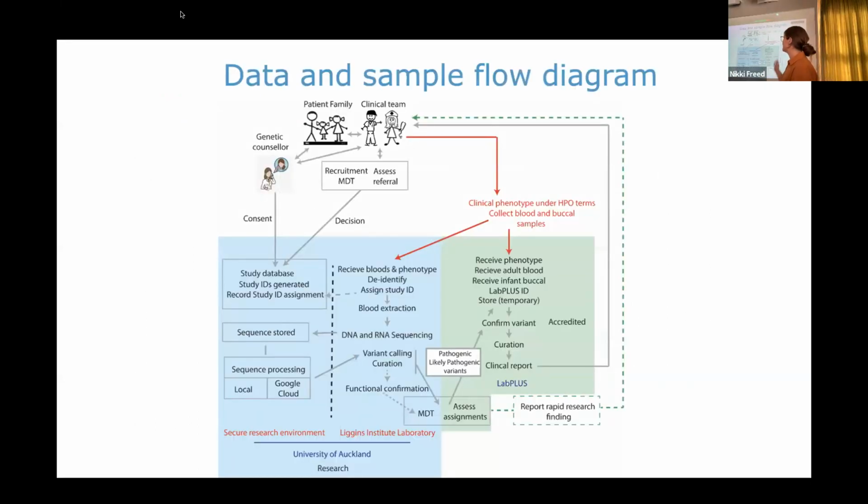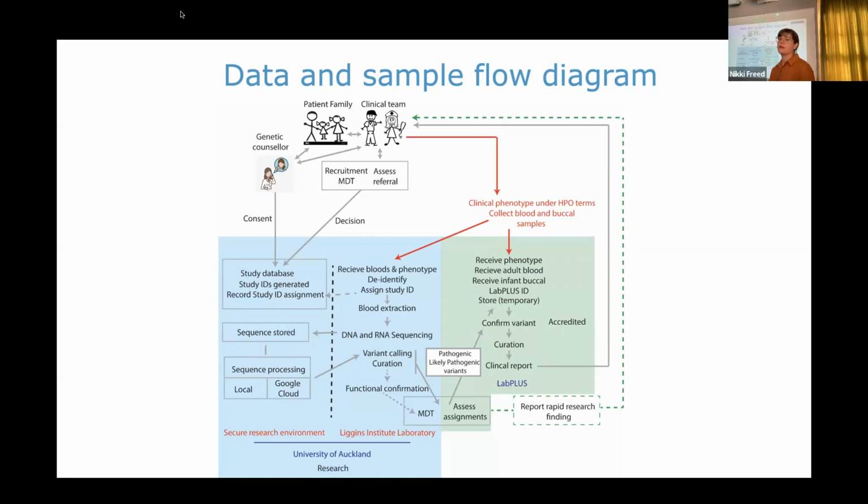So this is what we've got set up so far. There's quite a few different groups involved in this project. We've got the University of Auckland and the Liggins Institute here in blue, and Lab Plus in green here, which is a clinical diagnostic lab. We've got the clinical team and the Genetic Health Service as well in the top corner here, and they'll be working directly with the patient families.